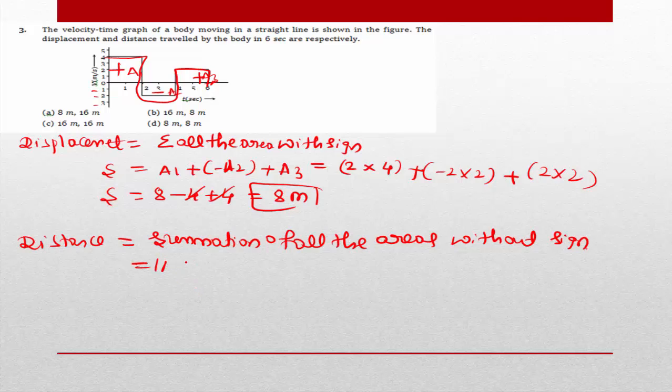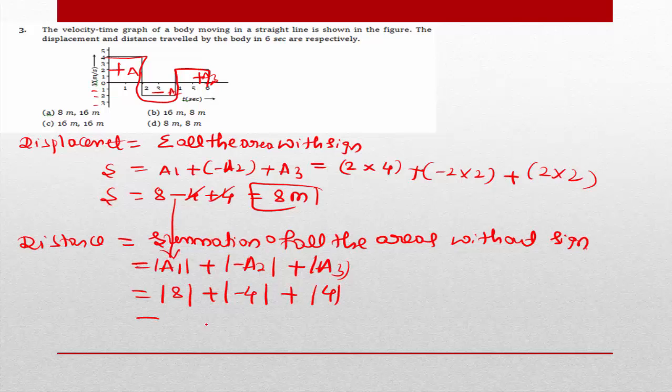Therefore, the modulus of A1 plus mod of A2 plus mod of A3. Substitute the values. Area 1 is 8, plus mod of minus 4, plus 4. When you apply the mod, you get 8 plus 4 plus 4. You get the distance is 16 meter. This is the actual path traveled by the particle. The displacement is 8 meter, distance is 16 meter.